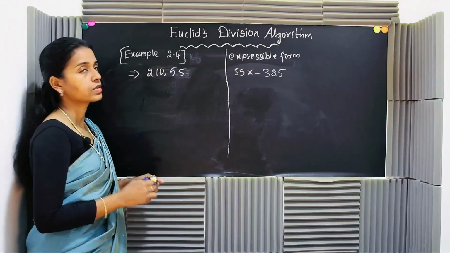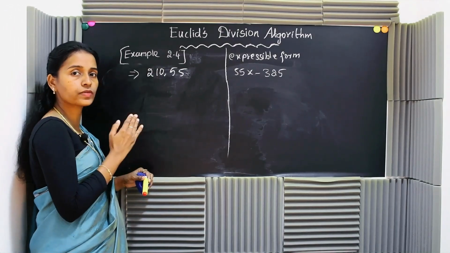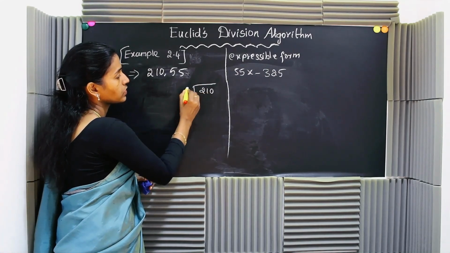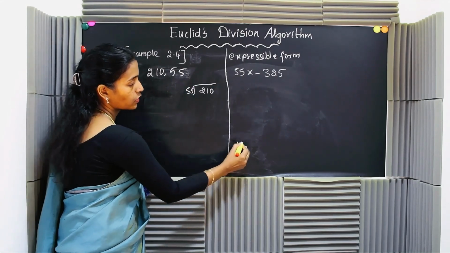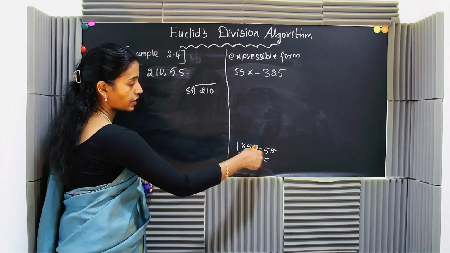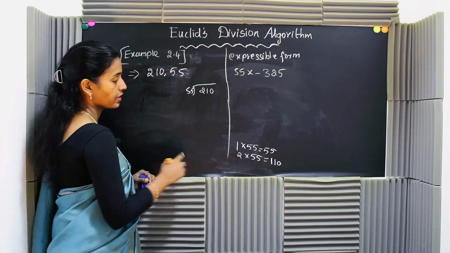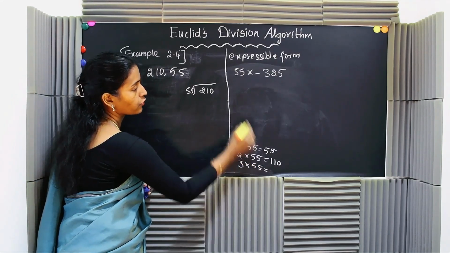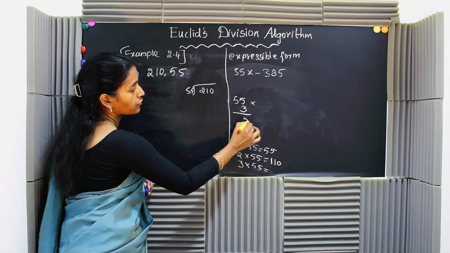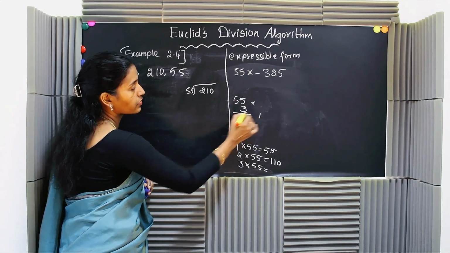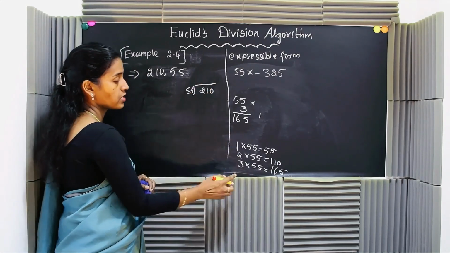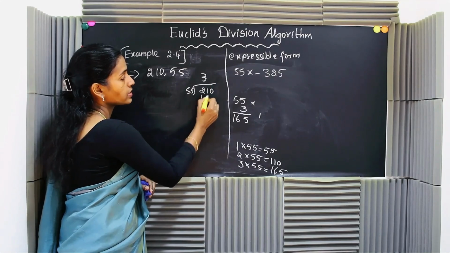Now we can see the solution. For finding the HCF of 210 and 55, what do we have to do? We have to divide 210 by 55. One 55 is 55. Two 55s become 110, right? And three 55s, if you multiply 55 with 3, what will we get? 3 fives are 15, 15 plus 1, 165. So three 55s are 165.